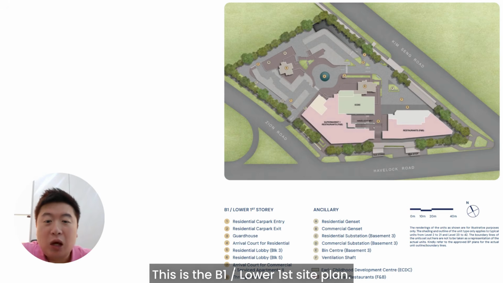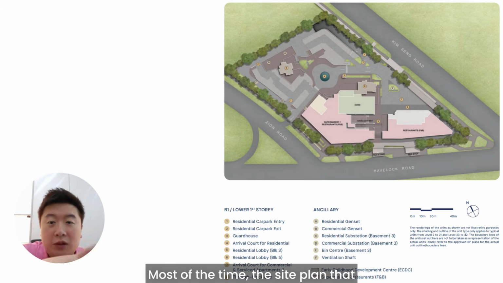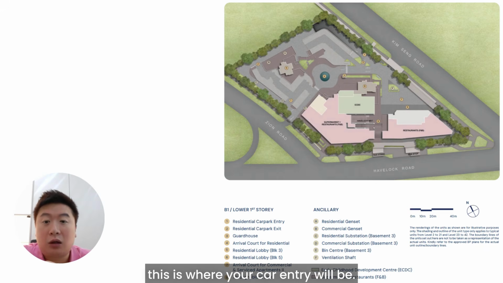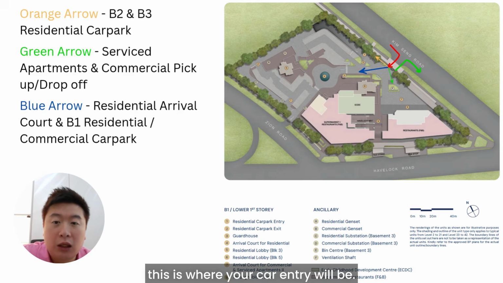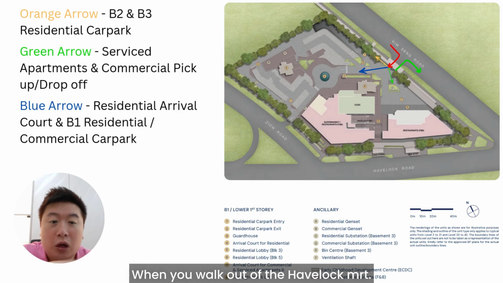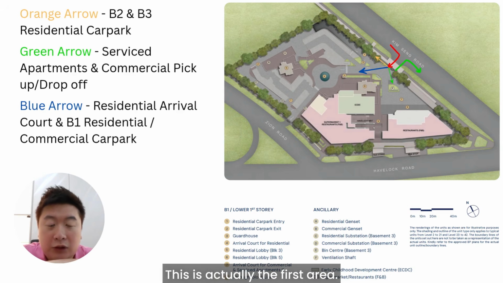This is the B1 slash lower first site plan. Most of the time, the site plan that you will see is the upper first. But I wanted to show this B1 because this is where your car entry will be. So whether you're taking PHV or you're driving yourself, this is how you're going to be going. And also the Havelock MRT as well. When you walk out of the Havelock MRT, this is actually the first area.